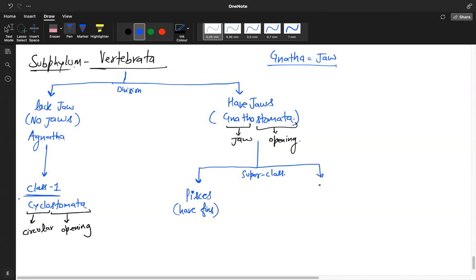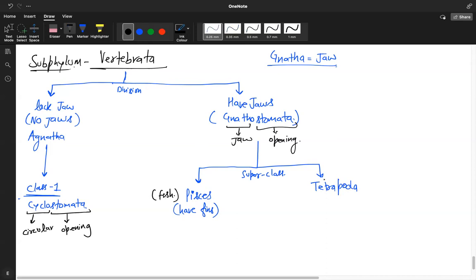And the other one is called tetrapoda. Pisces means fish, simple, no other explanation. The zodiac sign is also called Pisces, right? Yes, sir. Because it's fish, so easy to remember.